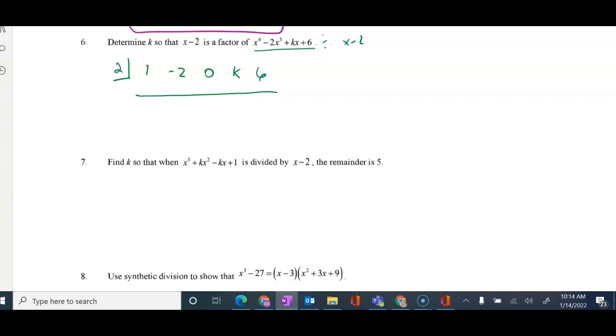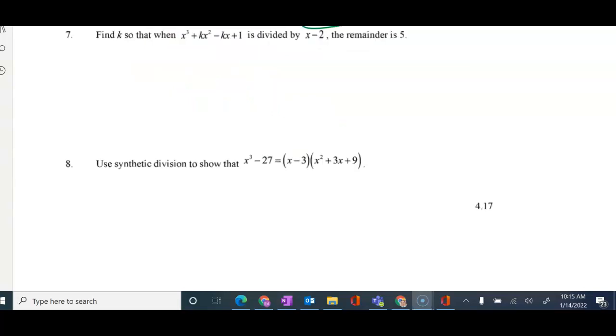And do the division. 1 times 2 is 2, that's 0. 0 times 2 is 0, that's 0. 0 times 2 is 0, that's k. k times 2 is 2k. And when I add them, I get 2k plus 6. For this to equal 0, when that remainder is 0, that means x minus 2 is a factor. So we just solve that. 2k equals negative 6, k equals negative 3. If k were negative 3, then x minus 2 would be a factor.